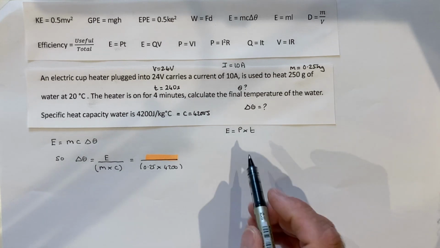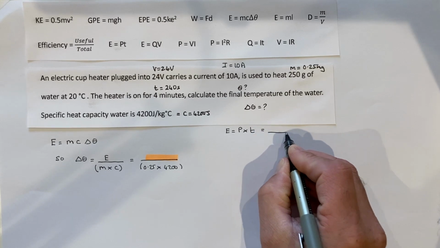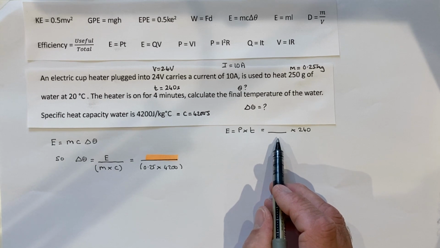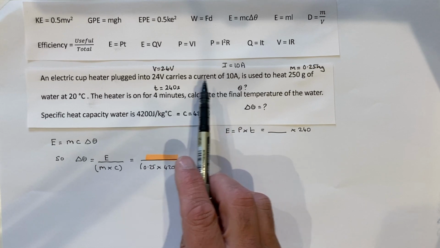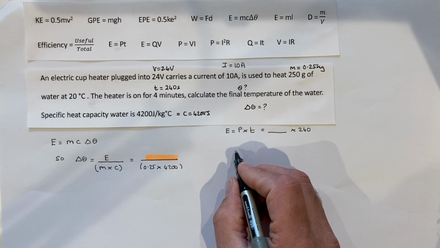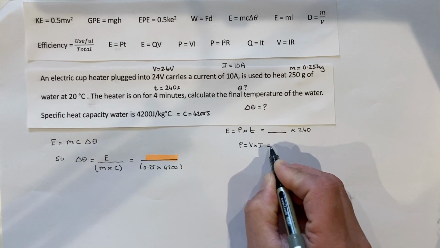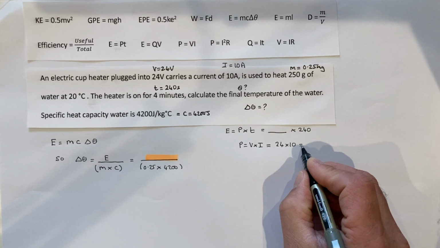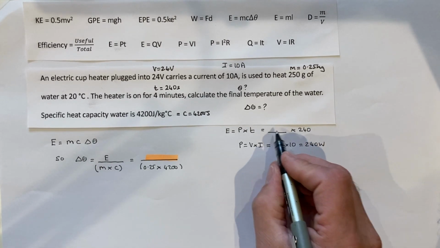So, do I know the time? Yes, I do. It is 240 seconds. Do I know the power? Well, it doesn't look like I know the power, but what else have I been given? Well, I've been given voltage and current. So power is voltage times current, which is equal to 24 times 10, which is equal to 240 watts. I can now put that into my equation here.